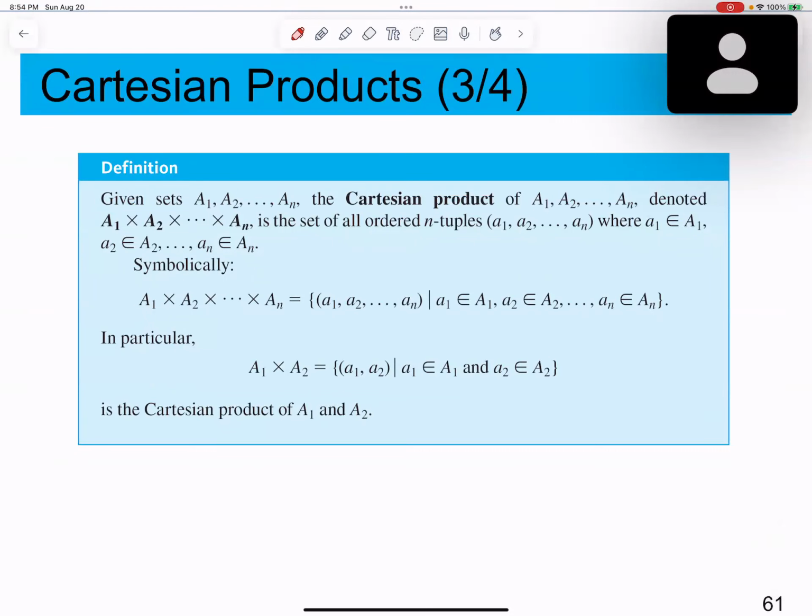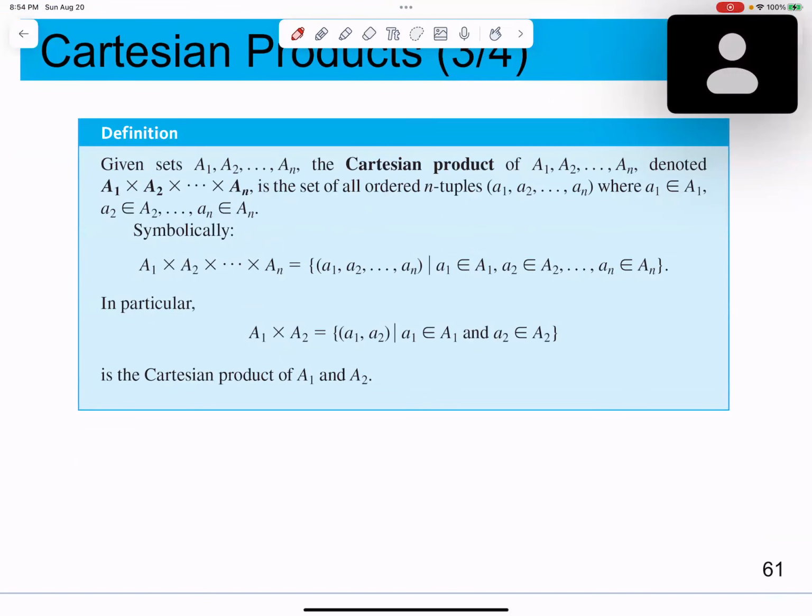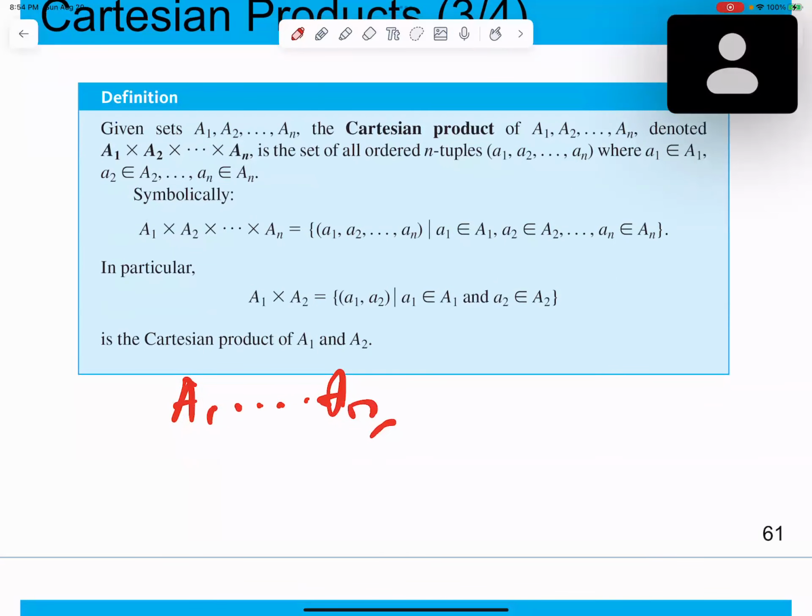Now, Cartesian product generally, look at the way it is done. Given different sets A1 to AN, right? The Cartesian product of the sets. Now, Cartesian product is just grouping elements of different sets together, okay? And look at the content. You need to use parentheses.